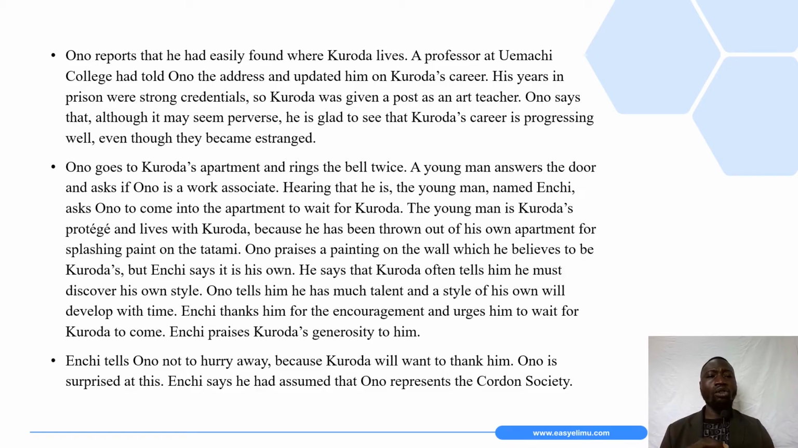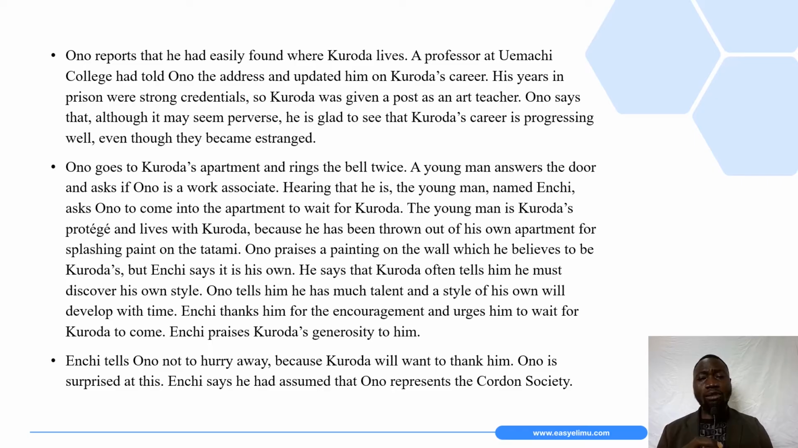So Ono goes to Kuroda's apartment and rings the bell twice. So a young man by the name Enchi answers the door and asks if Ono is a work associate. So hearing that he is, the young man named Enchi asks Ono to come into the apartment to wait for Kuroda. So the young man is Kuroda's protege and lives with him.